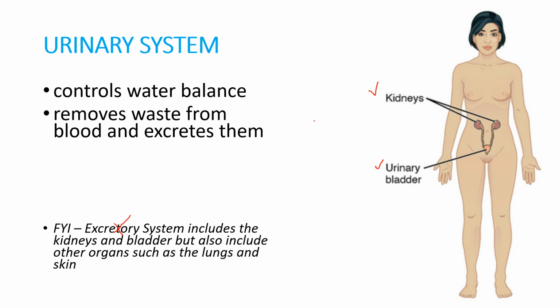Urinary system controls water balance. So just like when you're dehydrated, your urine is going to be very concentrated, whereas if you're well hydrated, your urine is going to be more dilute. It removes waste from blood and excretes them. That's pretty much the job of the functional component of the kidney called the nephron. It is to get waste out of the blood, get it into the bladder, which is called urine, and then for excretion.